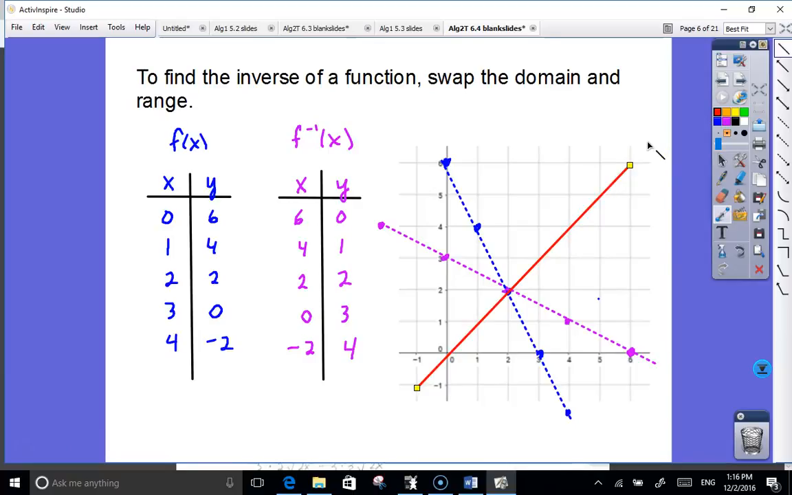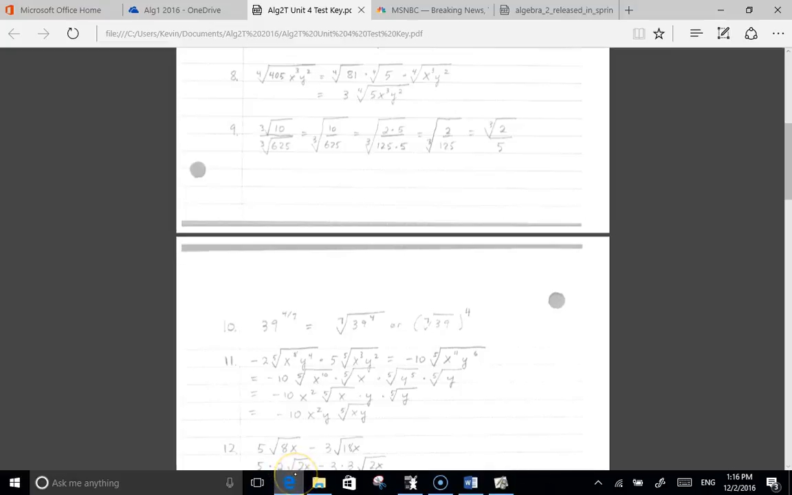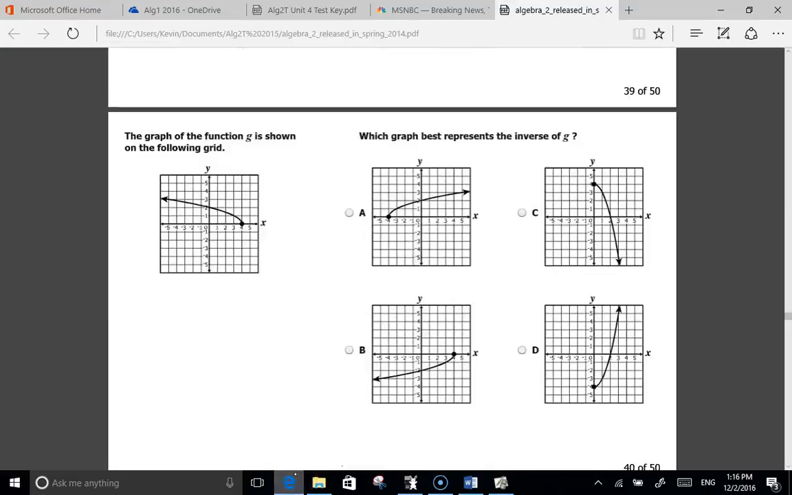Let me show you something. This is a test question. This is from a released SOL from a few years ago. Okay, it says, here's the function right here. Which one of these is the inverse? The only thing you need to do is pick a couple points on the original function, switch the x and the y, and see which one has those.